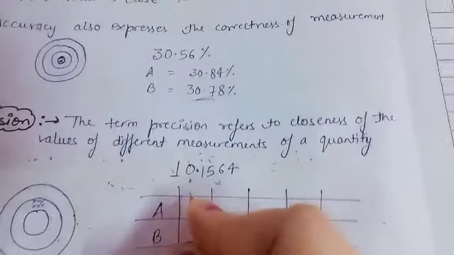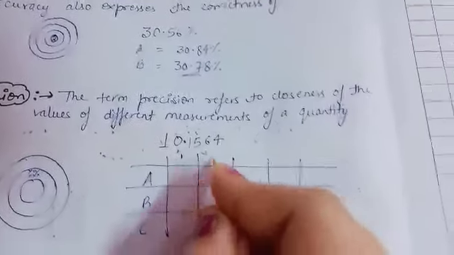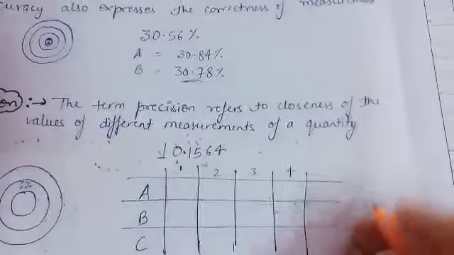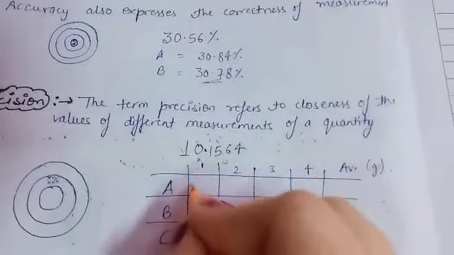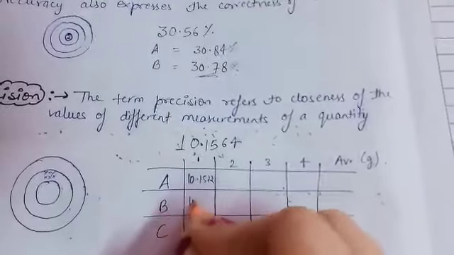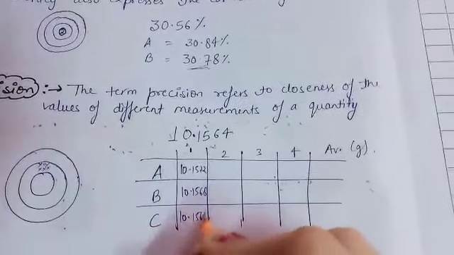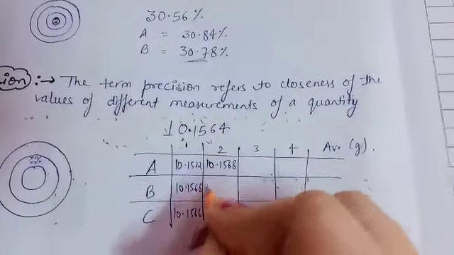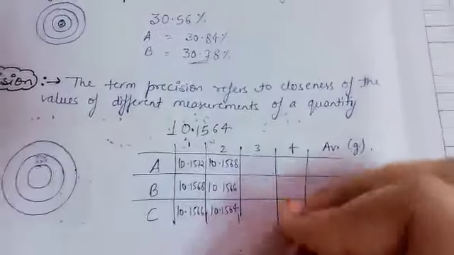Now suppose in the case of the first one, we can keep any values, it's not necessary that we keep these same values. Suppose we are taking 4 readings, and you have to take the average. Suppose our first values are 10.1572, 10.1568, 10.1566, 10.1568, 10.1566, 10.1564.